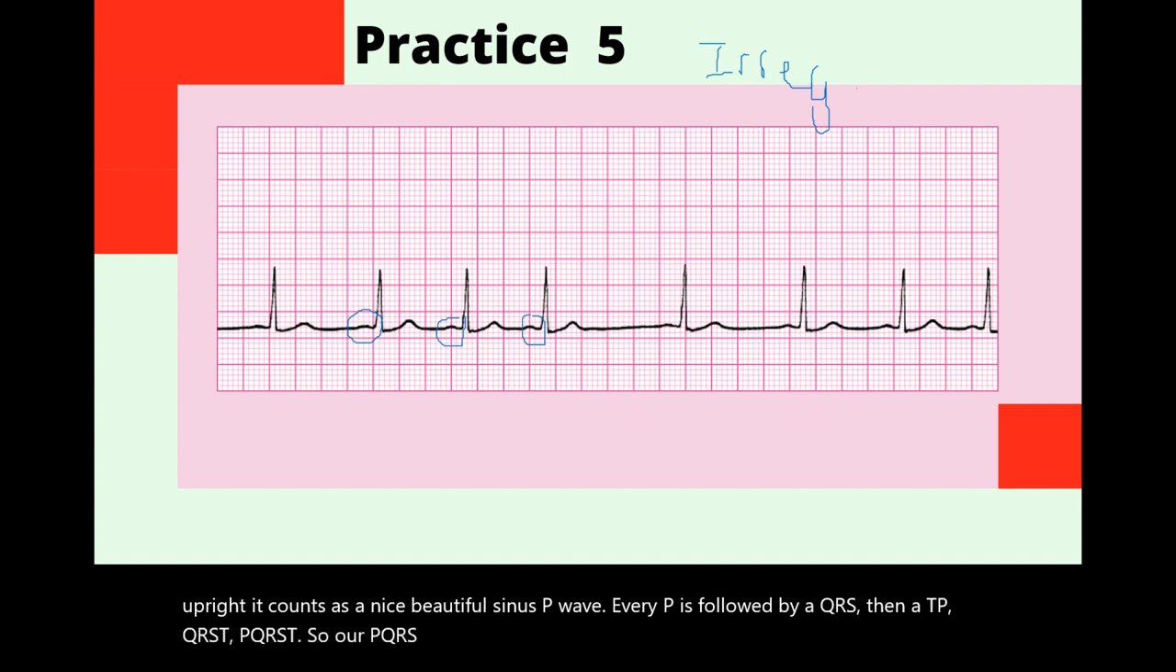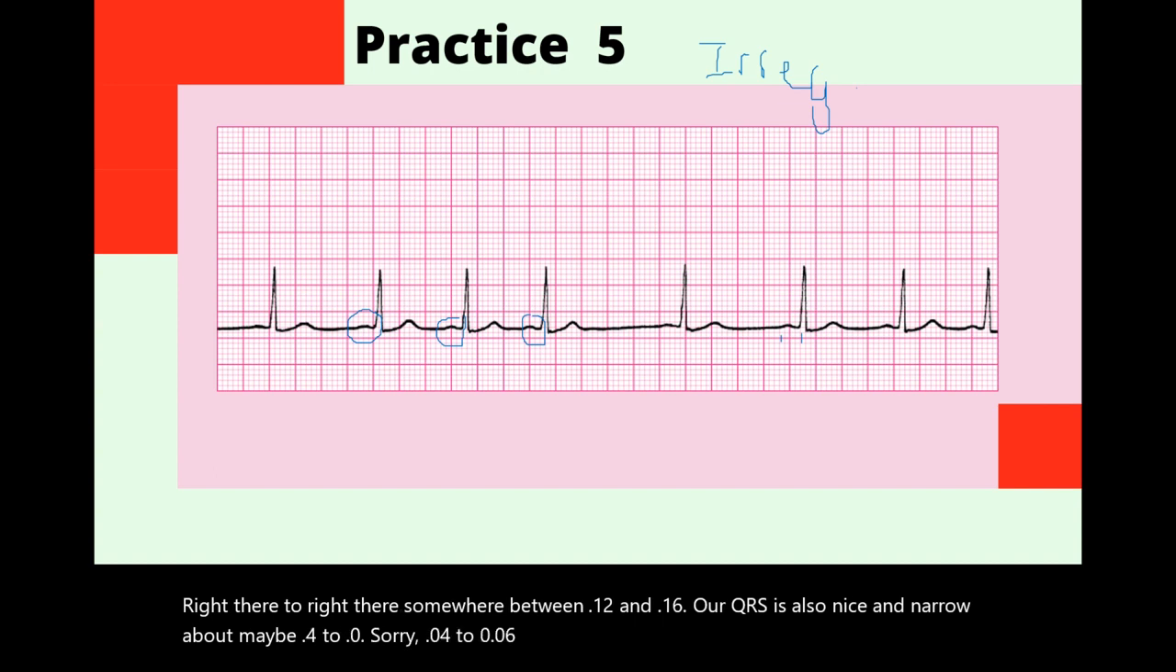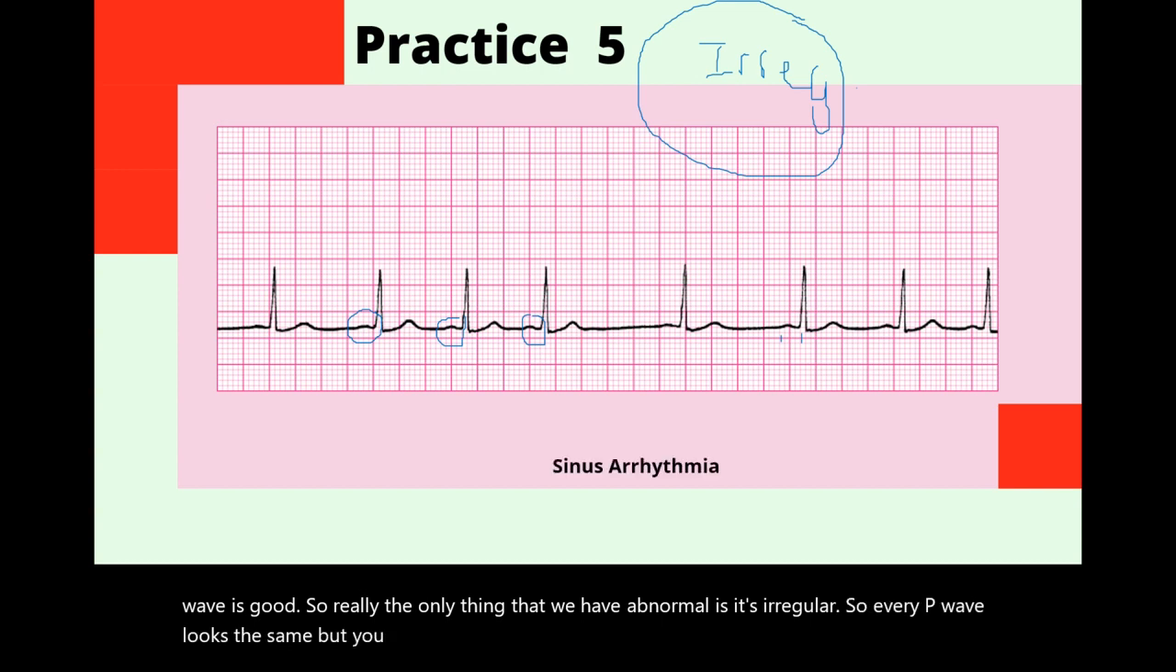We can measure our PR intervals. See this one here, right there to right there, somewhere between 0.12 and 0.16. Our QRS is also nice and narrow, about maybe 0.04 to 0.06. Our baseline is good, so no ST segment deviation. Our T wave is good. So really the only thing that we have abnormal is it's irregular. So if every P wave looks the same, but you have irregularities, that is a sinus arrhythmia.